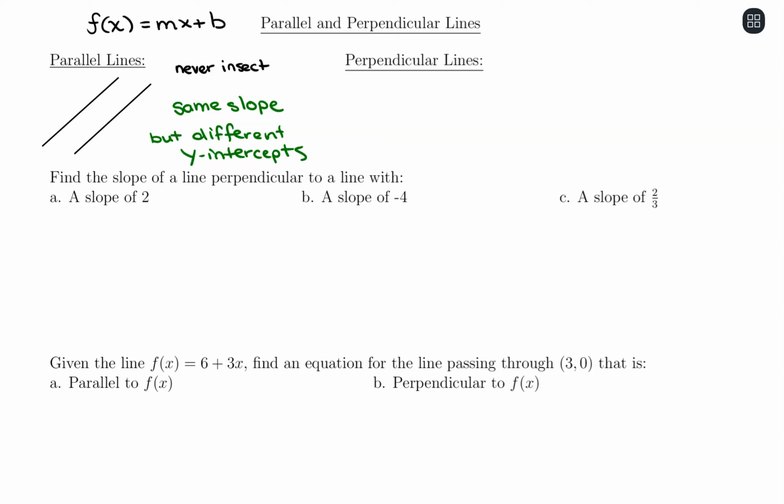Perpendicular lines form a 90-degree angle where they intersect with each other. I'll draw this as best I can. Something like this, where we have a 90-degree angle coming through. So they do intersect, but at a very specific angle measurement, a 90-degree angle or right angle.